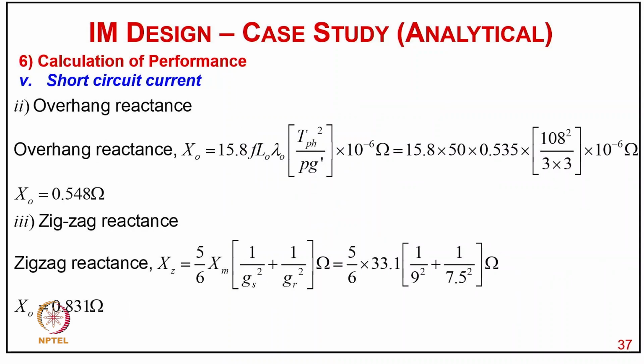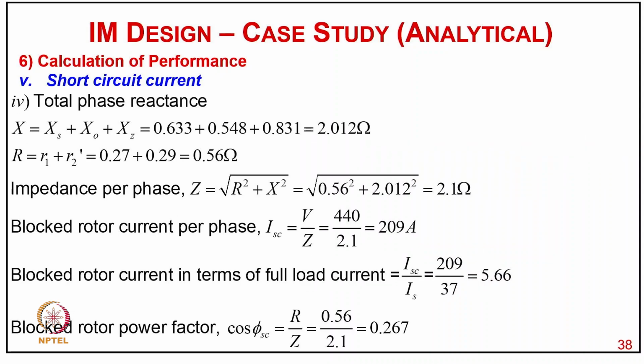Now coming to overhang reactance. The overhang reactance X0, again an empirical relation well verified, 15.8 F L0 lambda 0 TPH upon PG dash into 10 power minus 3. Putting the values, it comes X0 equal to 0.548 ohm, and zigzag reactance XZ equal to 5 by 6 into XM in bracket 1 upon GS square plus G1 upon GR square. Putting the values, it comes XZ equal to 0.831 ohm. Now the total reactance per phase is XL equal to XS plus X0 plus XZ.